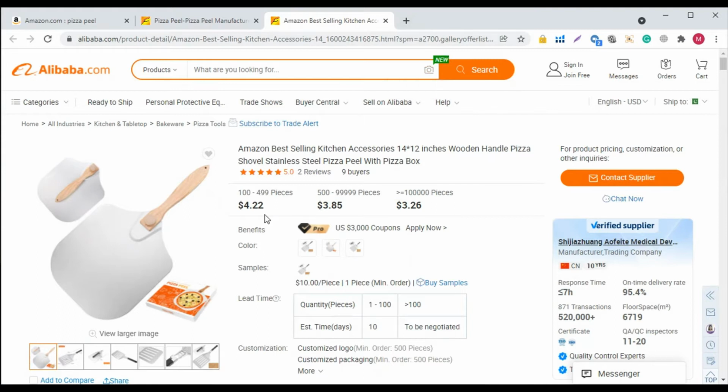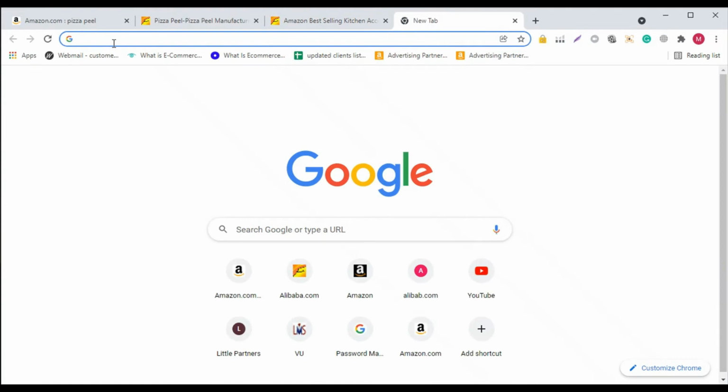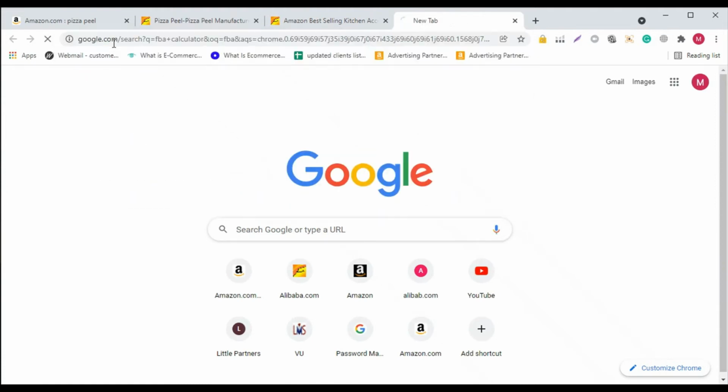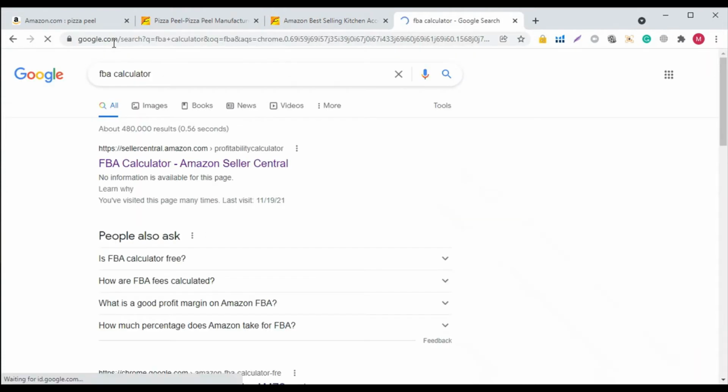So yeah, after getting the price quotation, we will head to FBA calculator, which is our main topic. So what does FBA calculator do? FBA calculator tells us in advance how much profit we are going to make from this specific product.